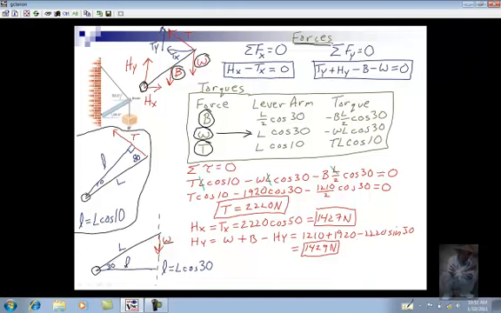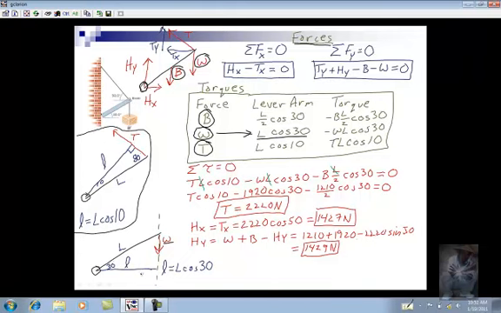The lowercase l is my lever arm, so I have to calculate the length of my lever arm. The length of that lever arm is big L cosine 30. So that's what goes into my lever arm slot there. I have to multiply the weight times the lever arm to get the torque. I get a negative torque because this weight will pull it in a clockwise direction.